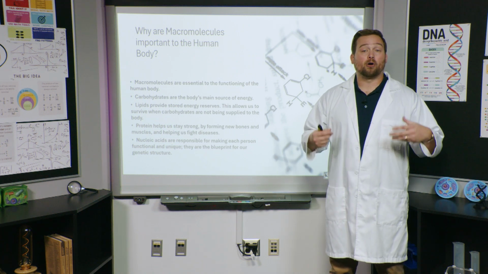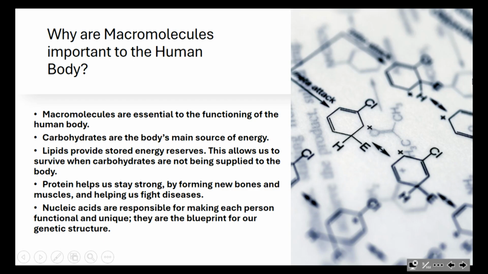Something else we're going to talk about are called proteins. Proteins are what your muscles are made out of, so they help keep us strong. Muscles are really important. They help you move around, and so anyone who's interested in getting stronger or playing sports probably knows a lot about proteins and how important they are to building those muscles up bigger. And then also nucleic acids are responsible for making each person functional and unique. It's how we pass on our genetic information.